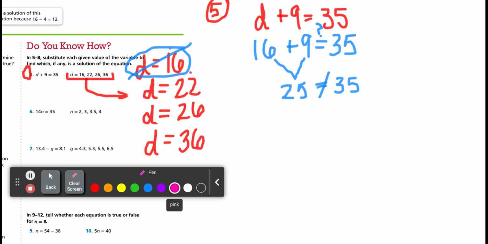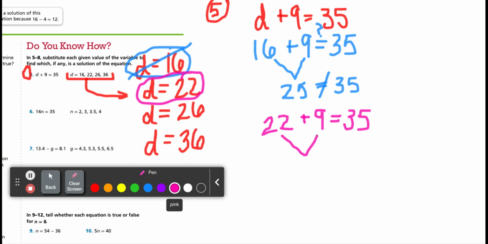Let's try the next example. d equals 22. So you plug that in: 22 plus 9 equals 35. Now we evaluate the left side of the equation. What's 22 plus 9? 22 plus 9 is 31. So is 31 equal to 35? No, it's not. And I draw a line through that equal sign because that tells us it is not equal. So d is not equal to 22.